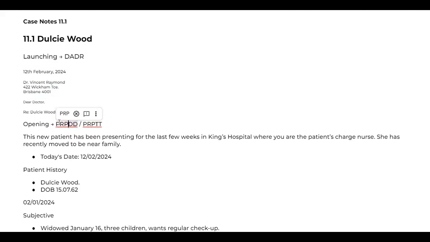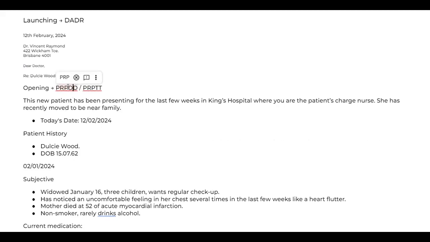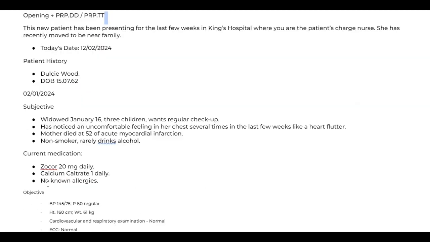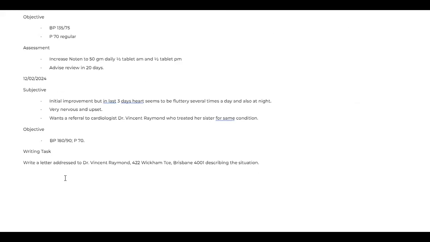DD means discharge letter. TT letter means transfer letter. T for transfer and D for discharge. Can somebody tell me, is it a PRPTD or PRPTT? Anybody knows? Aishwarya, what is this? Is it a discharge or transfer? Okay, if you don't know that very clearly, you have to always look at that part. That's very important. Is this patient being discharged or transferred?